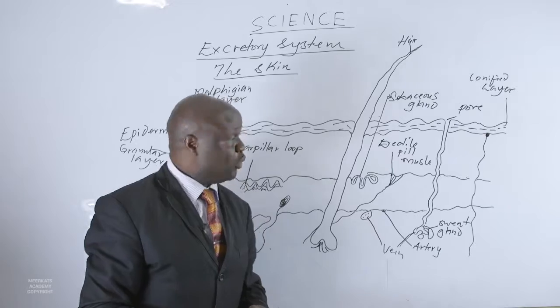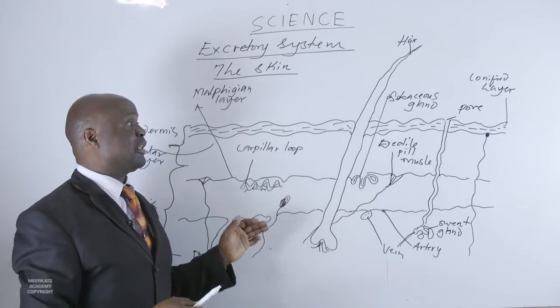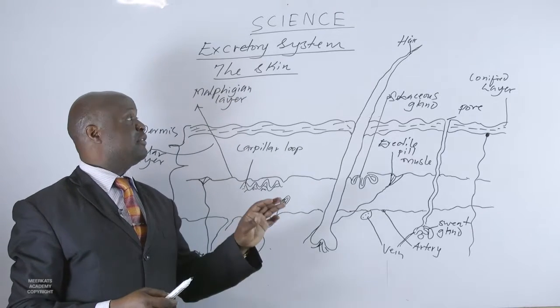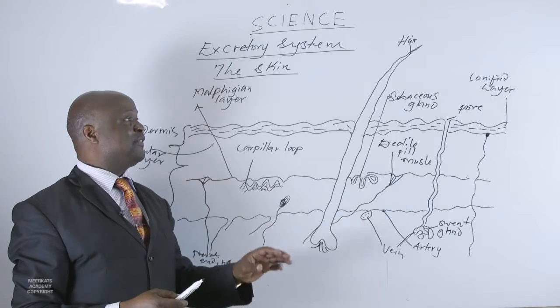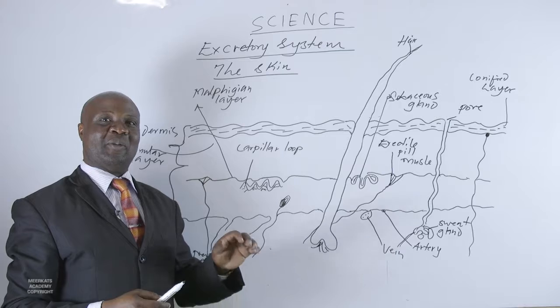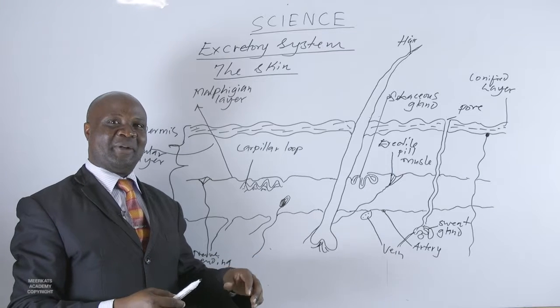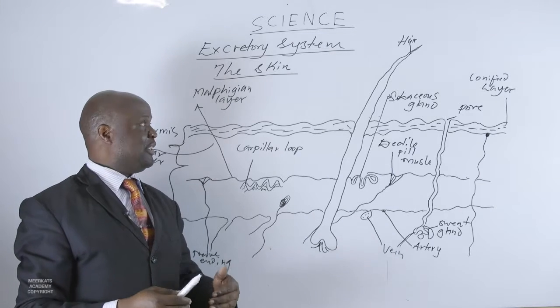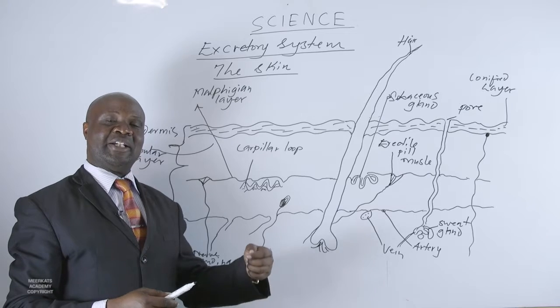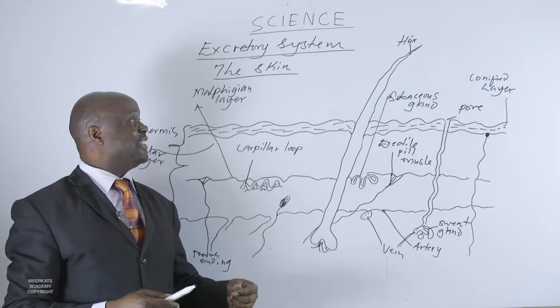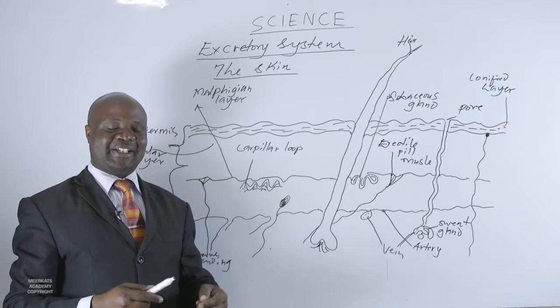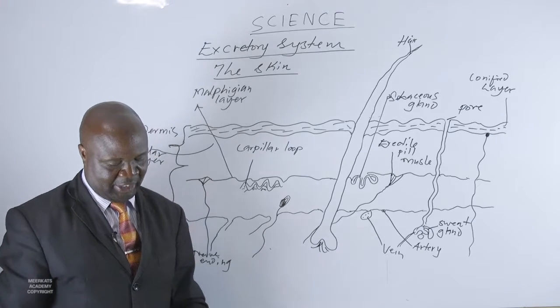the artery. So we have seen this is just a simple structure of a skin, and we have seen that the skin has an important role to play as far as waste products are concerned. It is there to ensure that excess water is removed, excess salt is removed, urea is removed, and even lactic acid is removed.